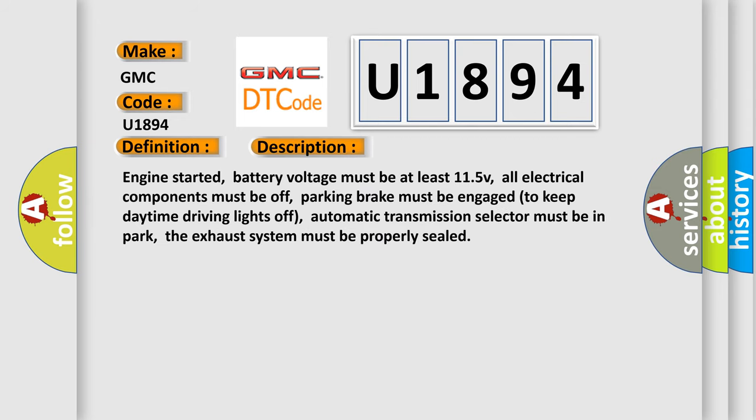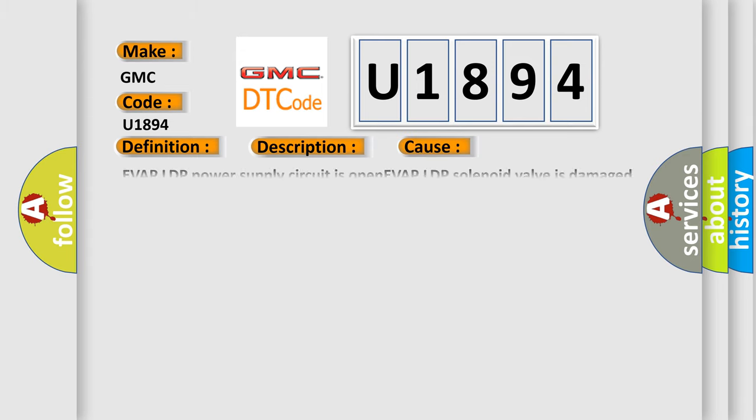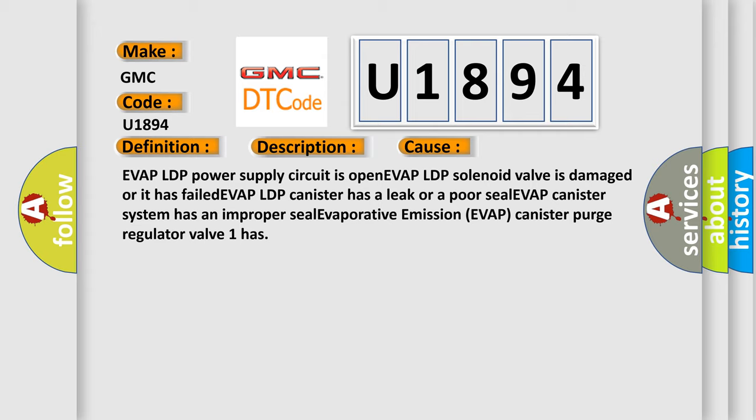Engine started, battery voltage must be at least 11.5V, all electrical components must be off, parking brake must be engaged to keep daytime driving lights off, automatic transmission selector must be in park, the exhaust system must be properly sealed. This diagnostic error occurs most often in these cases: EVAP LDP power supply circuit is open, EVAP LDP solenoid valve is damaged or has failed, EVAP LDP canister has a leak or a poor seal, EVAP canister system has an improper seal, evaporative emission EVAP canister purge regulator valve 1 has.